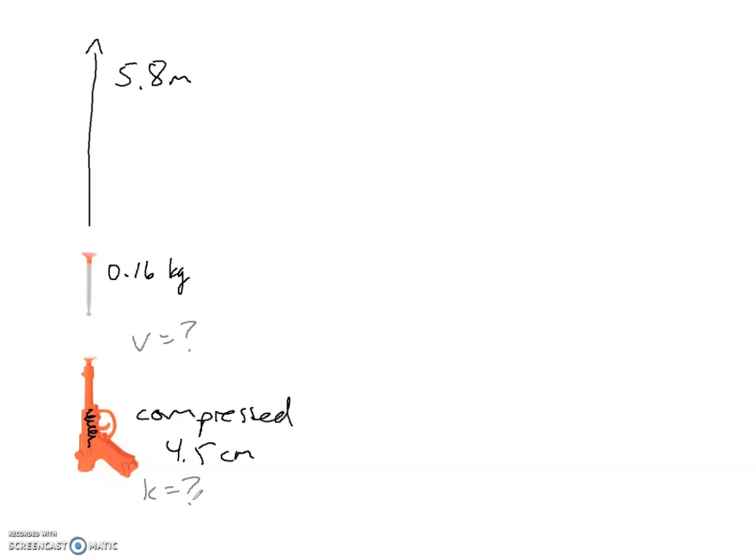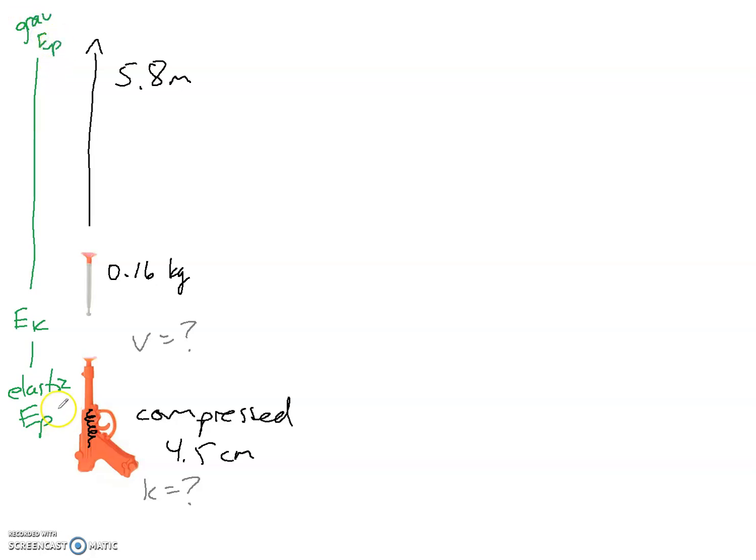Now, this is a basic energy type question. We have three types of energies involved. At the very bottom down here, we have potential energy in the spring. So this is elastic potential energy. As soon as it shoots, that energy turns into kinetic energy when it launches out. And then as it goes higher and higher, obviously it slows down, it loses kinetic energy, and that kinetic energy turns into gravitational potential energy.